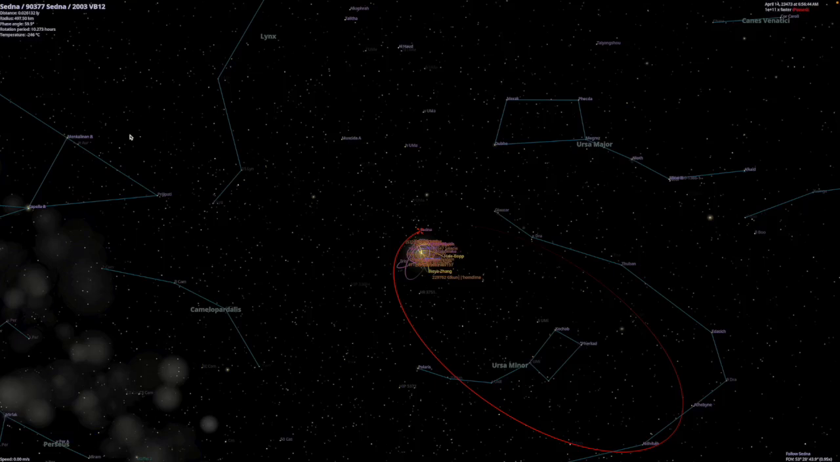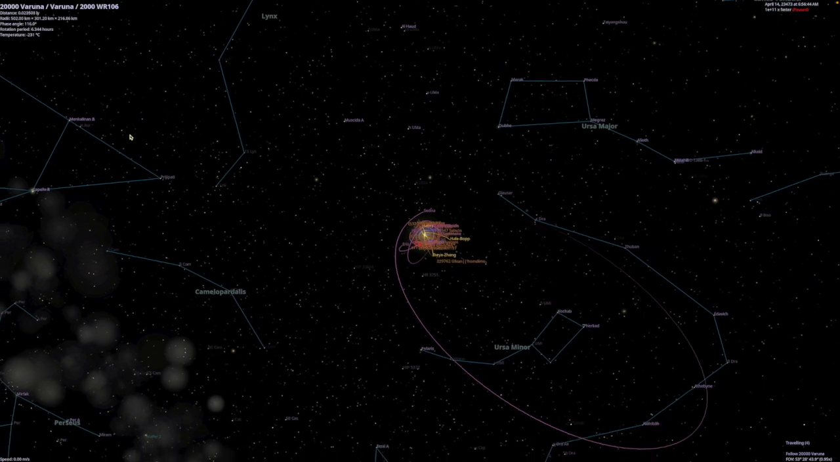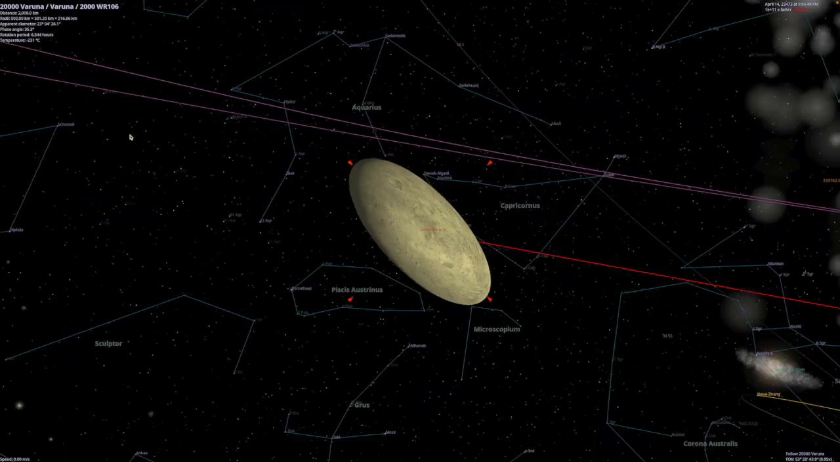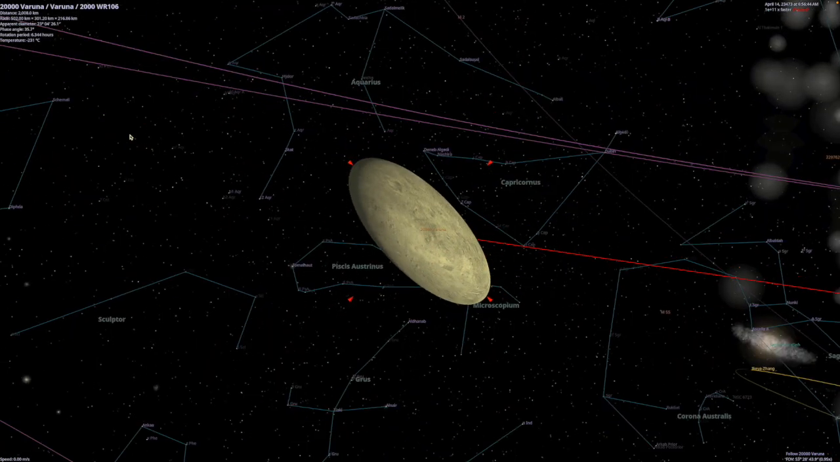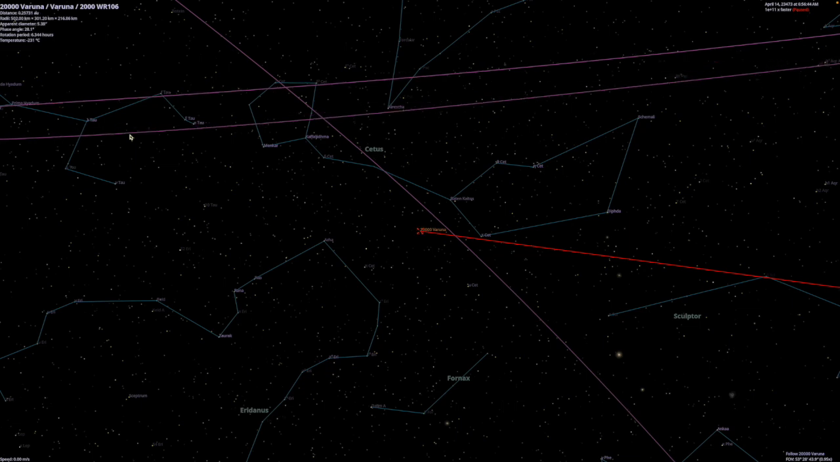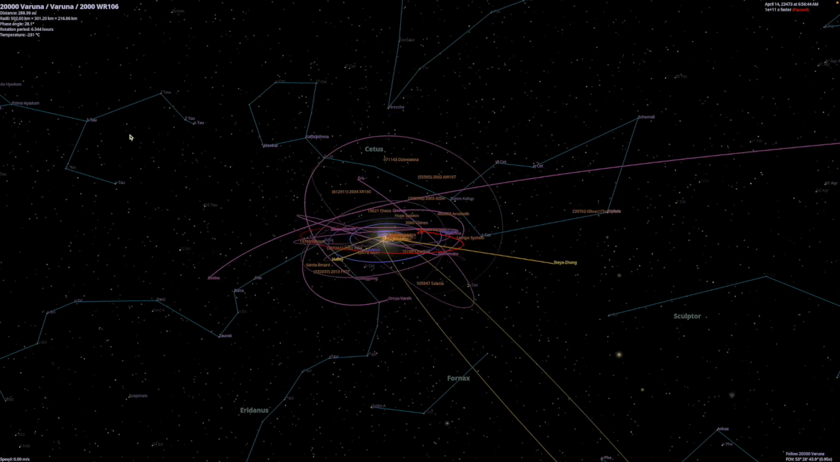Next, we have Varuna. I'm not sure if this is a Kuiper Belt object or a dwarf planet, but I want to show you because this is the most spheroid-like object ever. Look at this. You can see the radii of it: 502 kilometers times 301 times 216. That's how elliptical it is. It's also very far away from the sun, not as far as Sedna, but still pretty far. All the dwarf planets are very far, except for Ceres. That's the only one that's pretty close.